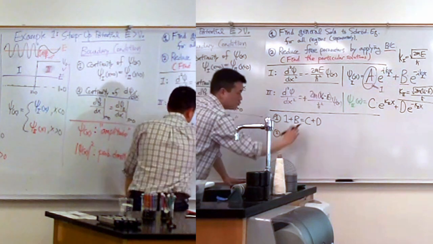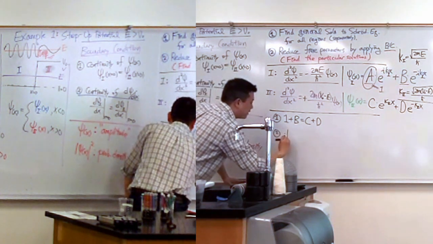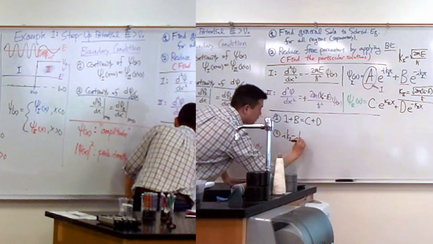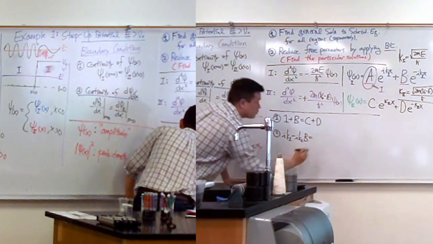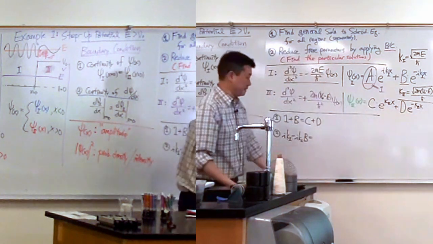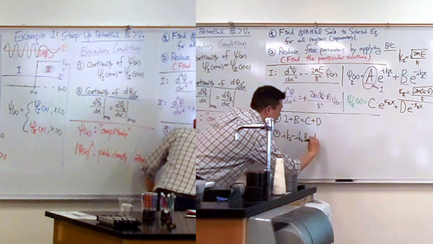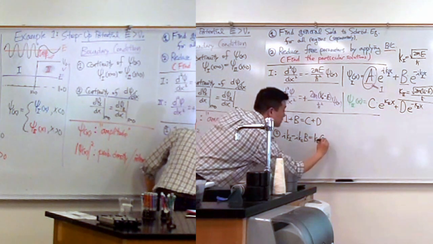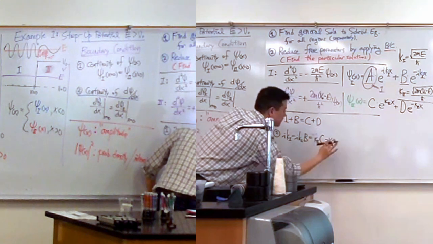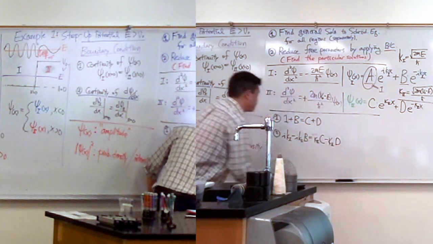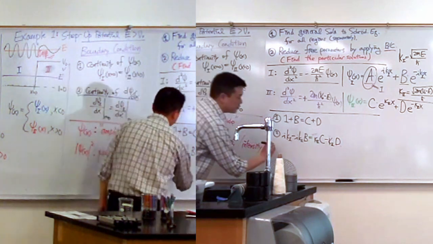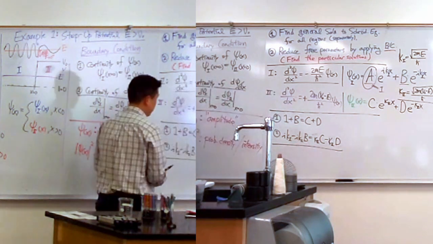So setting a equal to 1, I get ik1 minus ik1b is equal to, now this time I just get kappa 2 and minus kappa 2, no i's. So I have kappa 2c minus kappa 2d. All right, two equations, 3 unknowns. I need to reduce this down to only 2 unknowns.